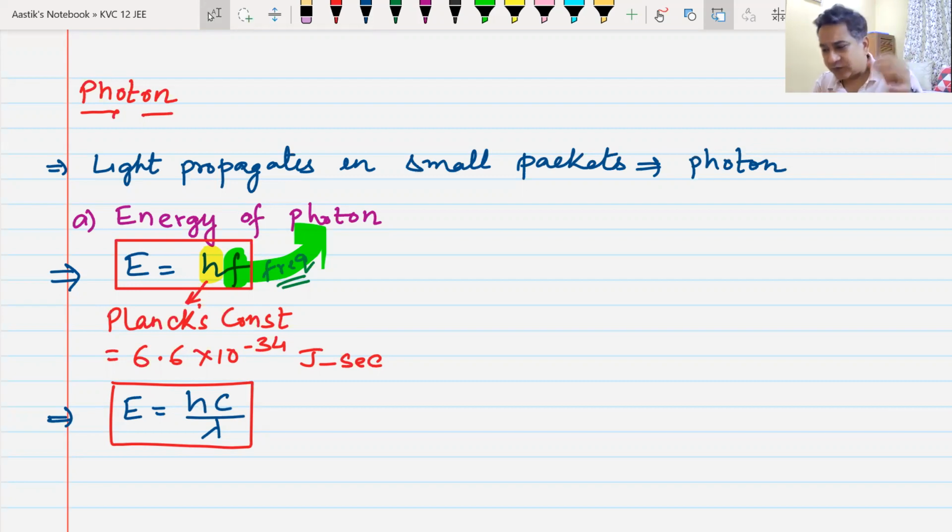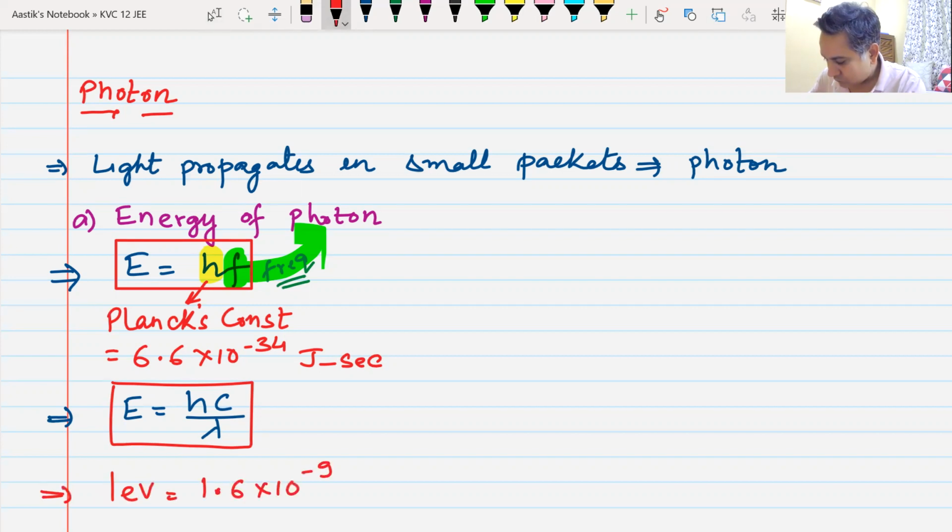But see, the energy of a photon is very less compared to a joule. So it's better to find out this energy in terms of electron volts. Do you know electron volts? Have you heard about electron volt? Yes, sir. What is the equivalence of 1 electron volt? How much is 1 electron volt? 1.6 into 10 to the power minus 19 joule. Not joule per second, minus 19 joule.